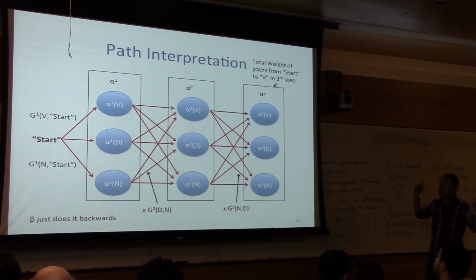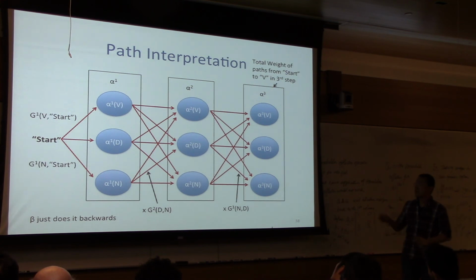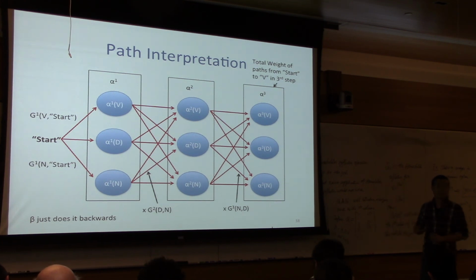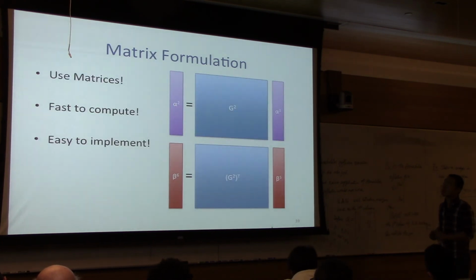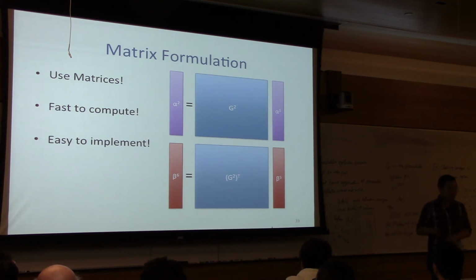And again, we could do a path interpretation of the forward backward algorithm. The forward algorithm wants to compute the sum over all possible paths that end in one of these tokens. So you sum over all of these, and you define that recursively. Matrix formulation, faster to compute, easy to implement. Recommend doing it this way.